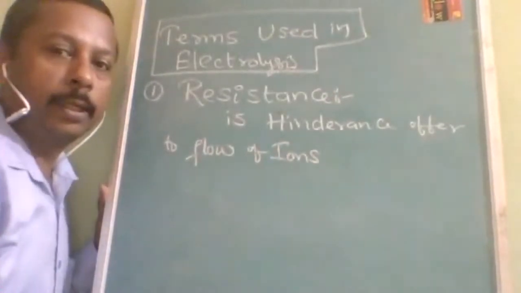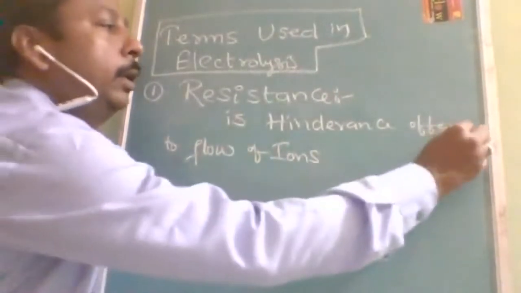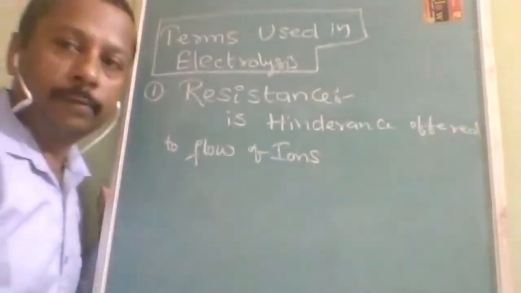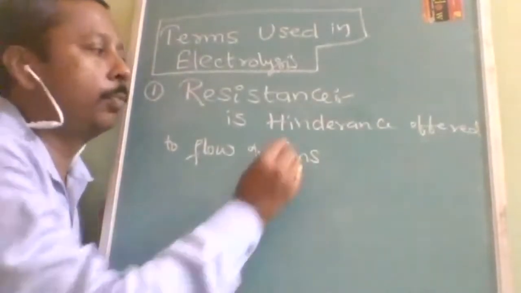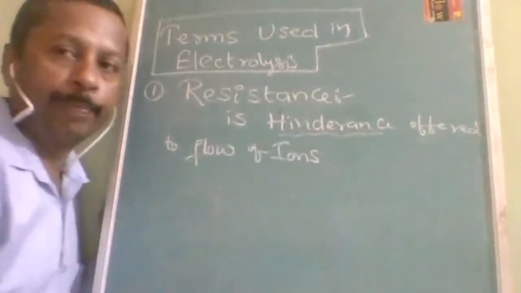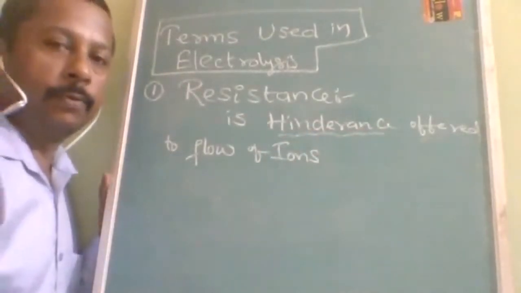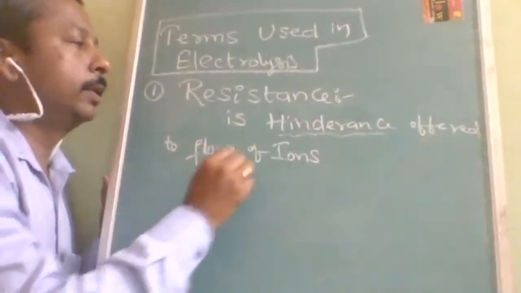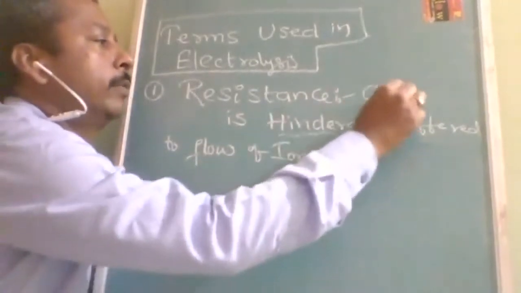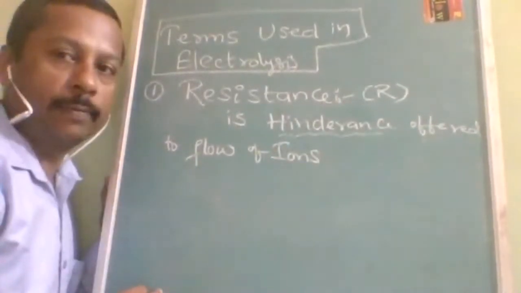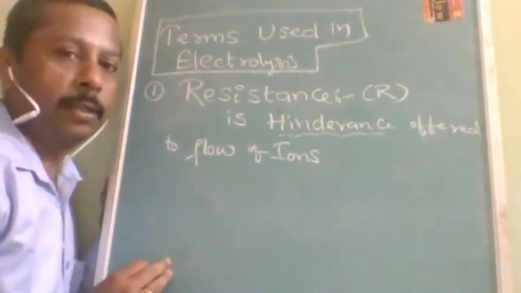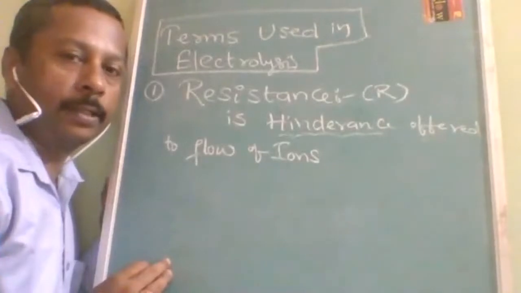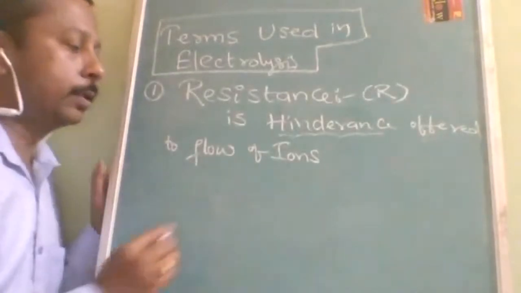Hindrance offered to the flow of ions is called resistance. Resistance is just an opposing force. What is hindrance? It is just an opposing force. Now, everybody knows that resistance is denoted with R. Here the resistance depends upon the structural features.